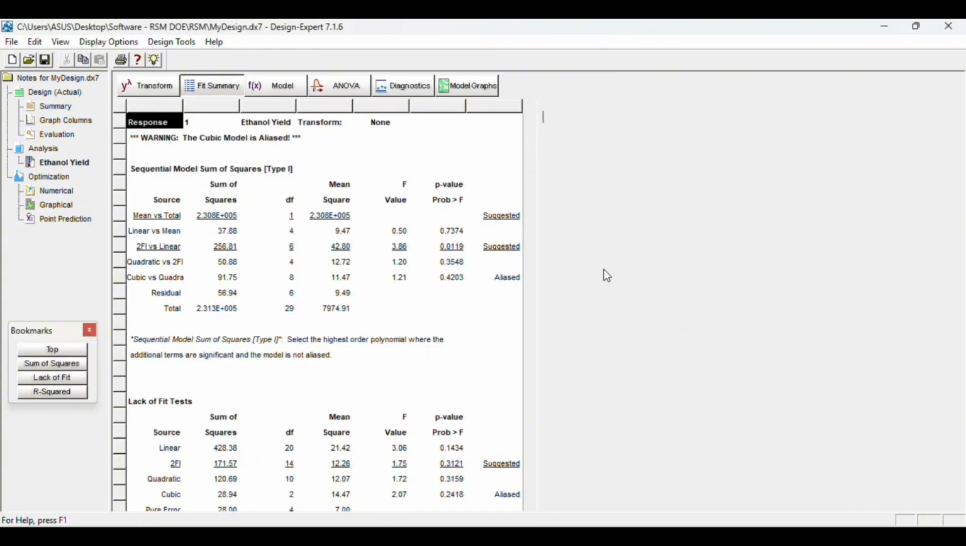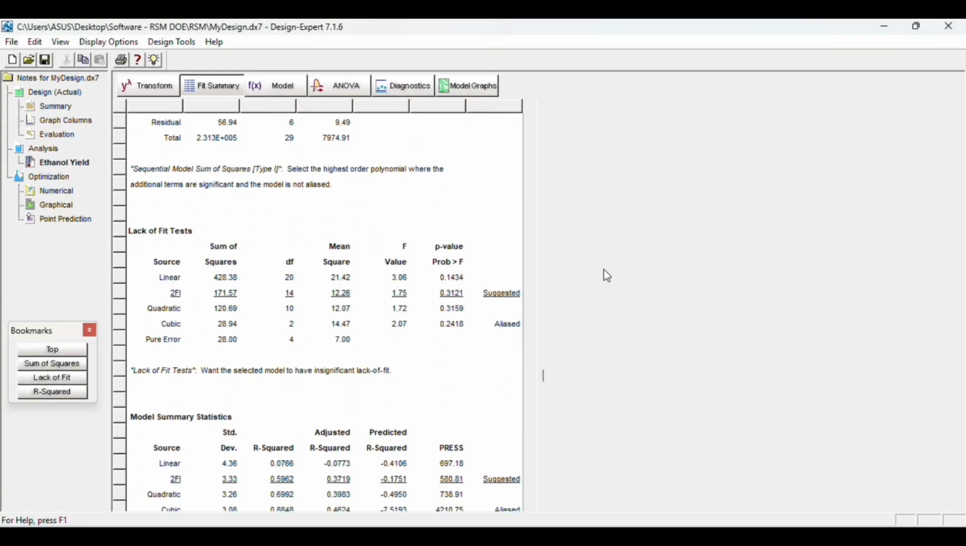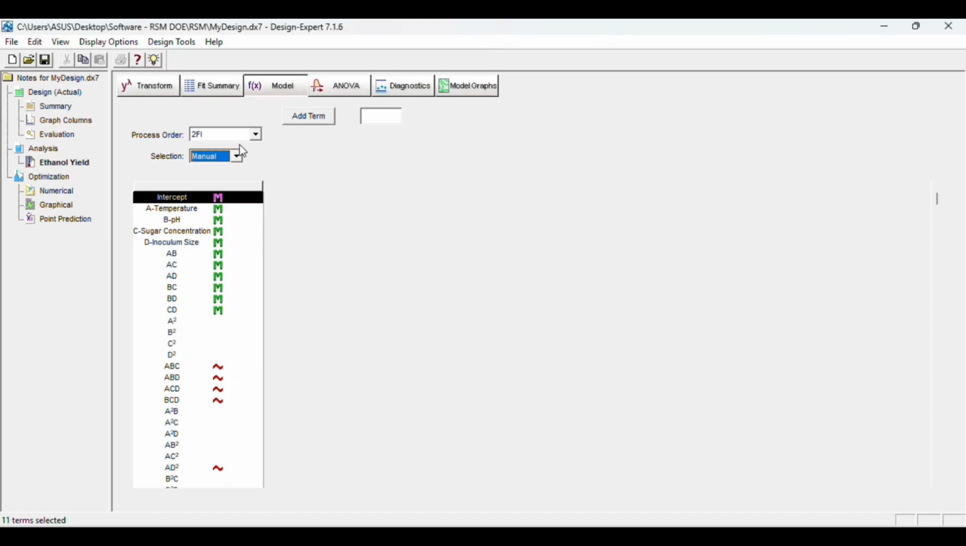Here in the fit summary, we can see the mean value, F value, P value. And in the lack of fit test, you also can see each of the values: sum of squares, df, mean square, F value, P value. And for this model, the selection is manual and the process order we choose is quadratic.